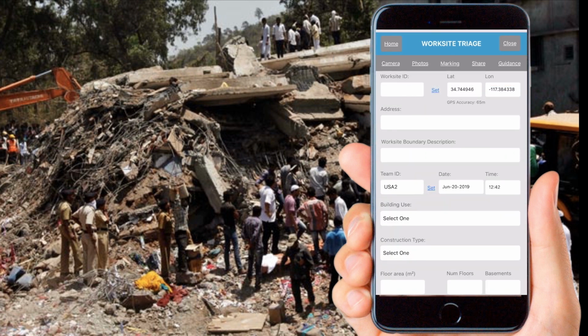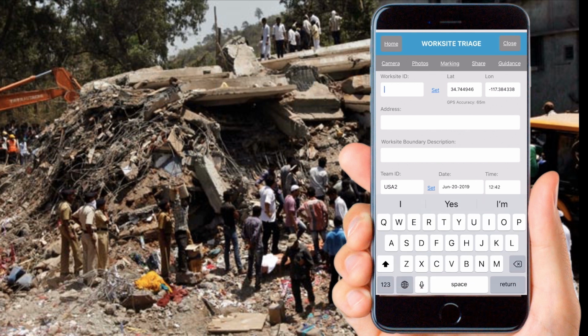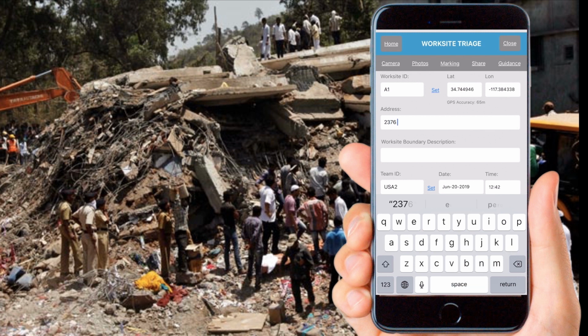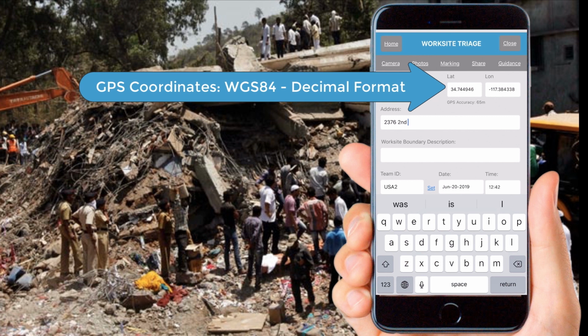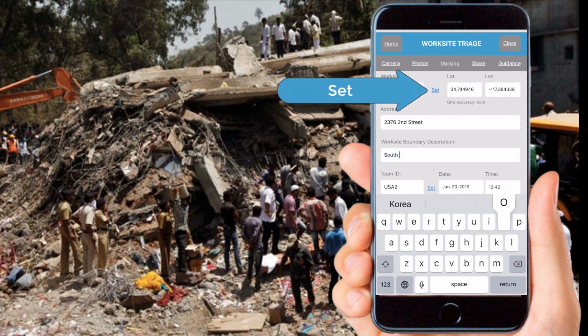Right here we're going to go ahead and start the worksite ID. We're going to say we're working in sector A. This is the first worksite we've come across, so it'll be A1. Then you can start typing in the address, worksite boundaries. One thing you want to notice is the GPS coordinates have pre-populated. Once you open this form, it's going to pre-populate your GPS coordinate. If you'd like to update it or get a more accurate GPS location, you can hit the set button and that will update your GPS coordinates.